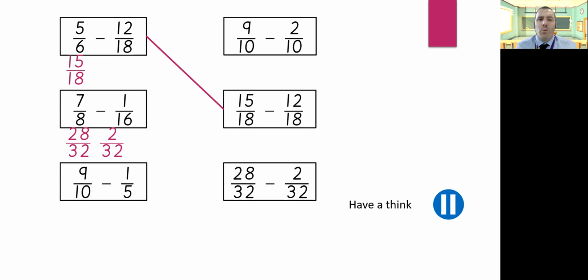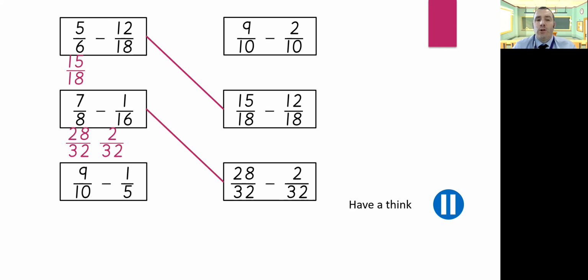I've done this because I've got 28 over 32. So I need to find which one of these boxes has a fraction that I can make equivalent to something over 32. So we've got that here. So 7/8 take away 1/16 is the equivalent of 28 over 32 take away 2 over 32.